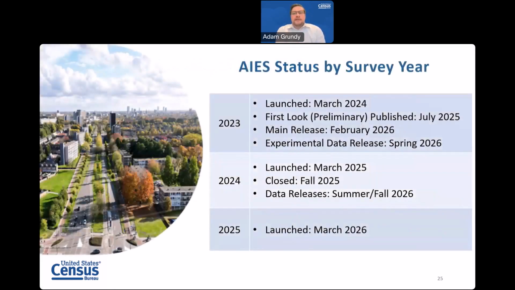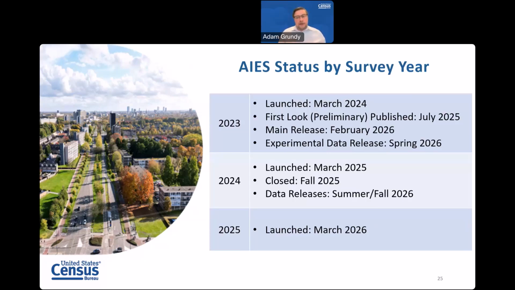All right. So this slide talks about the status by survey year. As you can see, it took us a little bit of time to get things up and running, but we're really hitting the ground running now. In 2023, we launched the first version of the AIES in March of 2024. The first look data came out in July of 25. The main release, the full release, came out in February 2026.